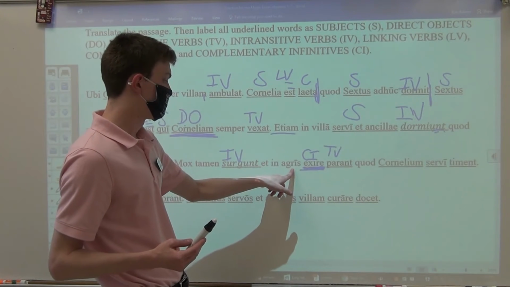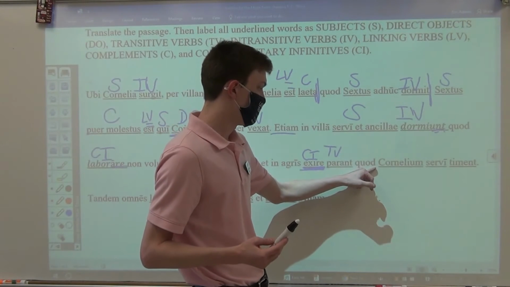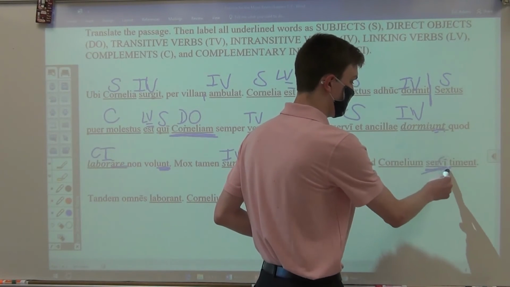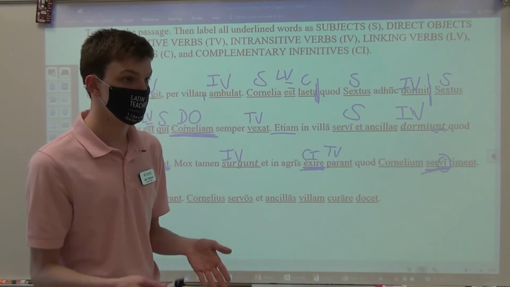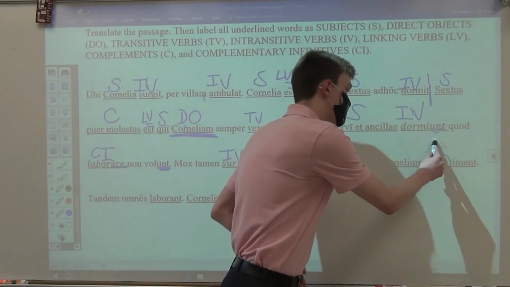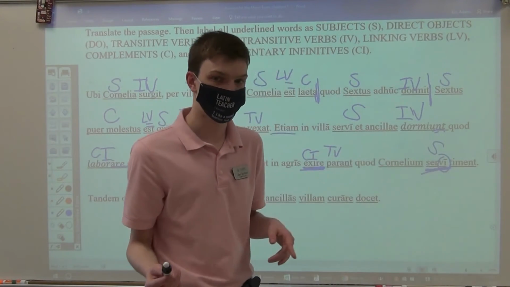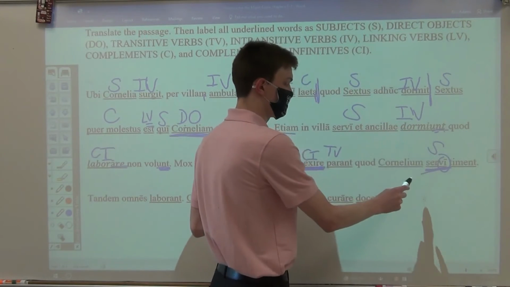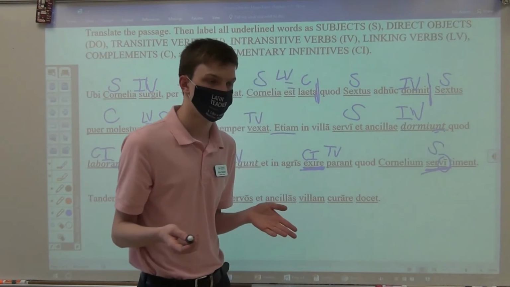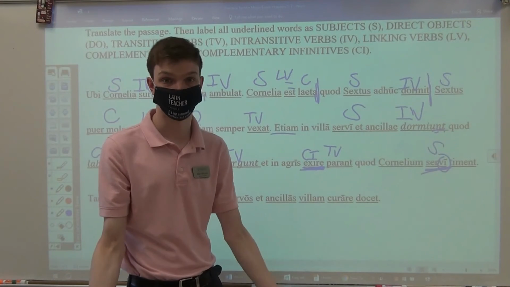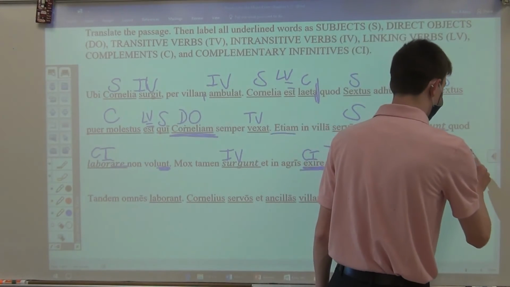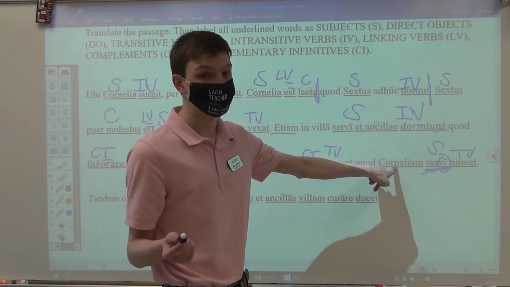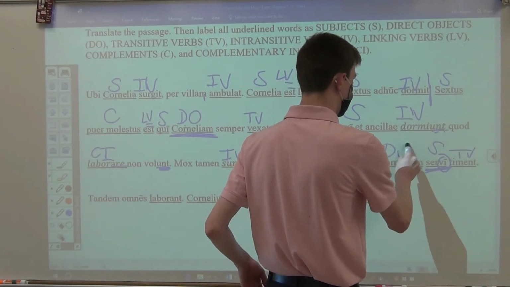in the fields because the slaves, servi, the I is going to be our second declension nominative plural ending. The servi, subject, they timent, not terrent, but timent. They are scared, they fear. They fear Cornelius. So, you can't just fear, right? I fear. What? What am I fearing? So timent is a transitive verb, because it needs a direct object. And Cornelium is that, because it has an M, so we know it is our direct object.